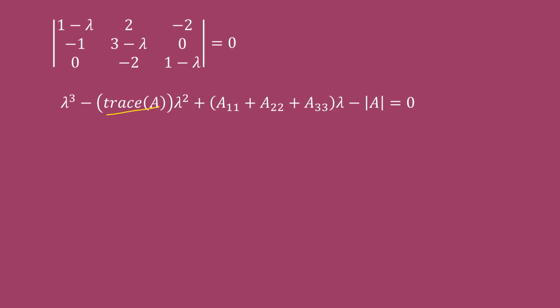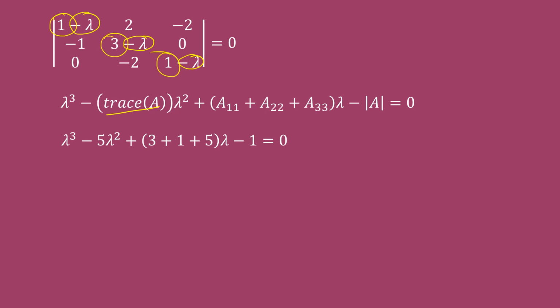We all know what is the trace of A. Trace of A is the sum of the diagonal elements of the matrix. So if I don't look at this minus lambda, then I will get my matrix. So trace of A is going to be the sum of the diagonal elements. So 1 plus 3 plus 1. So 1 plus 3 plus 1 is what? 5. So trace of A is going to be 5.